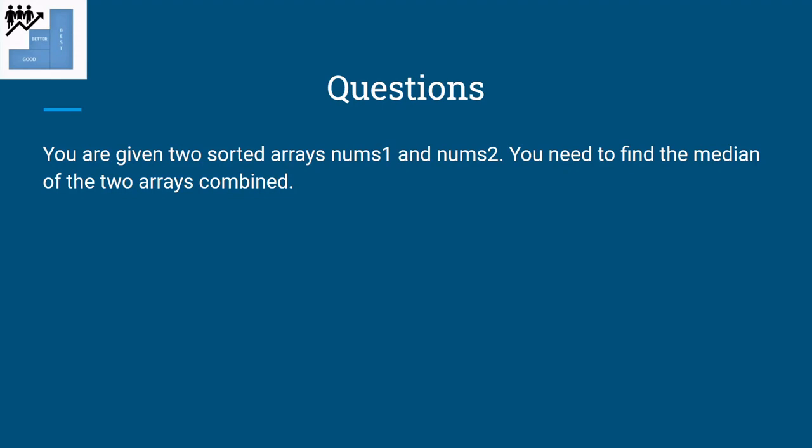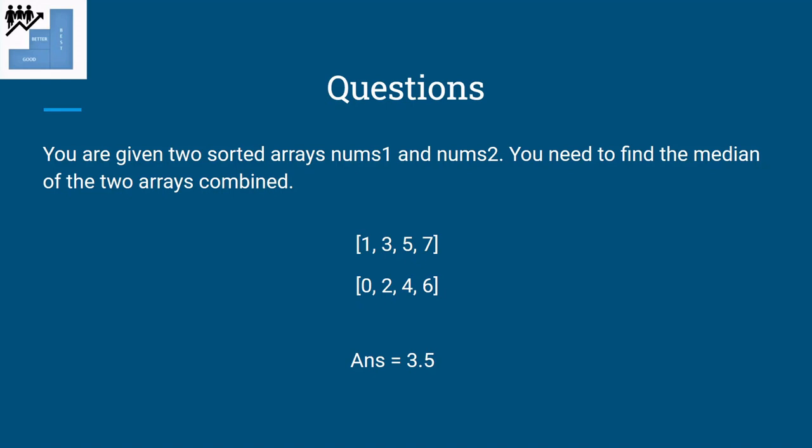So you're given two arrays, nums1 and nums2. Both of them are sorted like this, and you need to find the median of both the arrays combined. If both the arrays are combined, it would be 0, 1, 2, 3, 4, 5, 6, 7, right? And since the number of elements is even, there would be two middle elements, which would be 3 and 4, and the average of 3 and 4 would be the median.